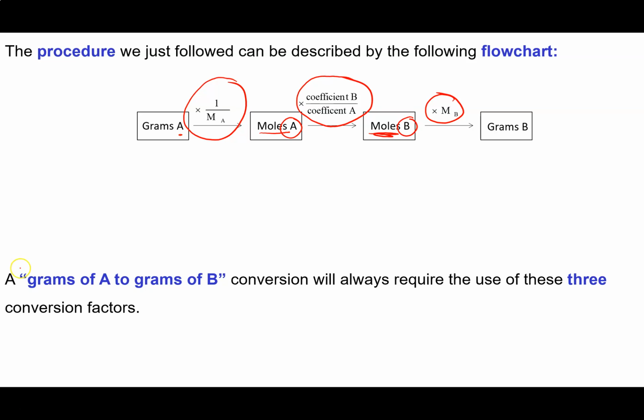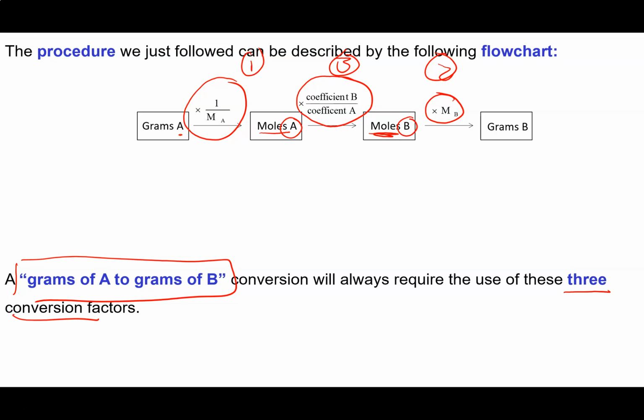As I mentioned right at the very beginning, this so-called grams of A to grams of B type conversion always involves those 3 conversion factors: 2 molar masses and the mole ratio relating those 2 substances. So it's not that difficult. You just kind of got to get into the habit of doing it. If you insert the units into your calculation and cancel them out every time, it'll make certain that you're not getting any errors.